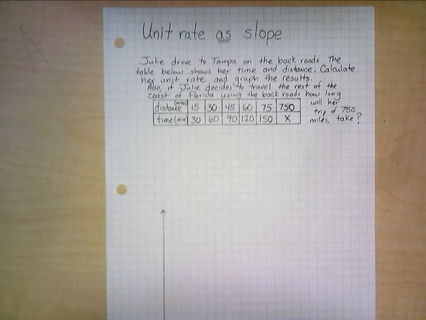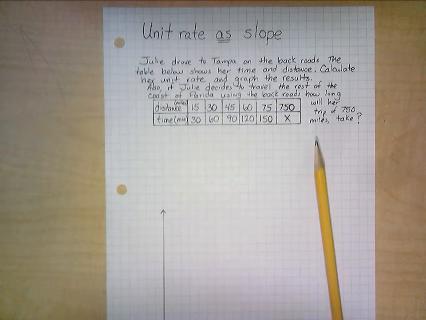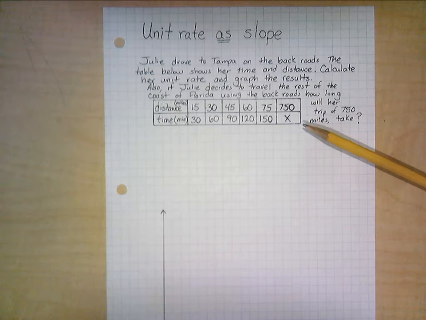Hey guys, this is a clip on unit rate as slope. How do we calculate unit rate as slope? Based on any given table, how do we figure that out? And also, how do we solve for anything that might be missing in our table, such as this x right here, and how do we graph this?